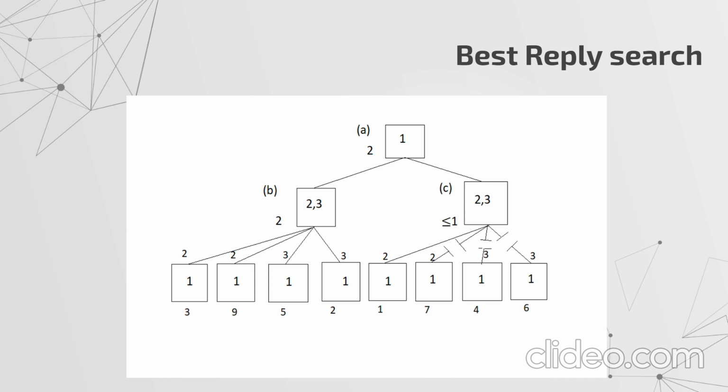When searching the first child of node C, which is a move by player 2, a regular alpha-beta pruning occurs. So in this case, the remaining moves of player 2 and all moves of player 3 are pruned.